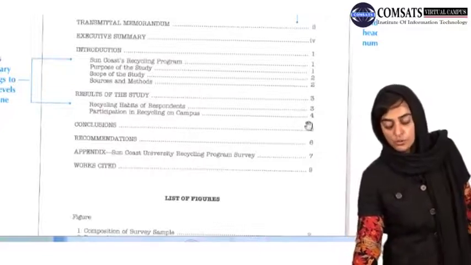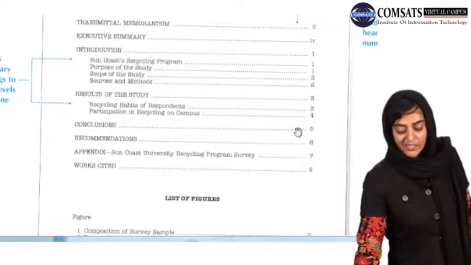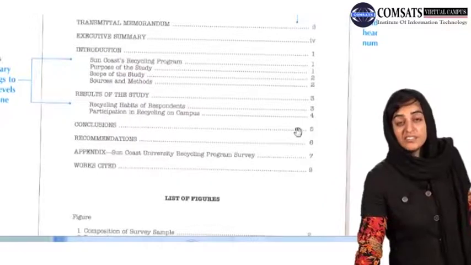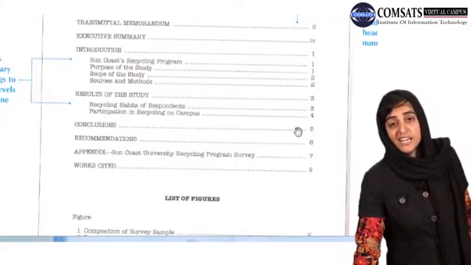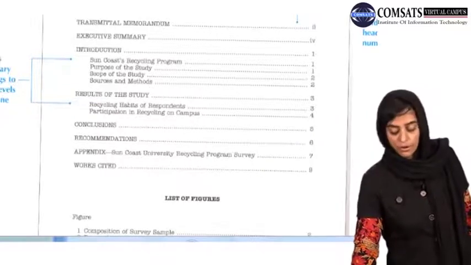number 4. Let us go to page number 3 and page number 4 of the report and have a look whether these topics, these headings mentioned in the table of contents really exist on page number 3 or 4 or not.